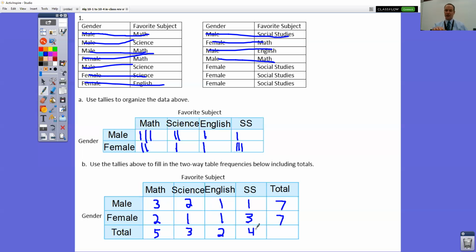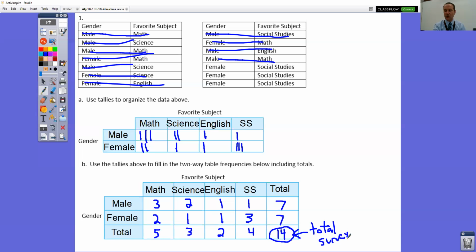Always double check to make sure that in your totals, when they come together in that bottom right-hand corner, they have to add up to be the same thing. If they don't, you know for sure that you did something wrong. 7 plus 7 going down is 14. When we go across, we'd have 5 plus 3 plus 2, which is 10, plus 4, which is 14. Remember that this number in the bottom corner is how many total people were surveyed. That is the total survey.